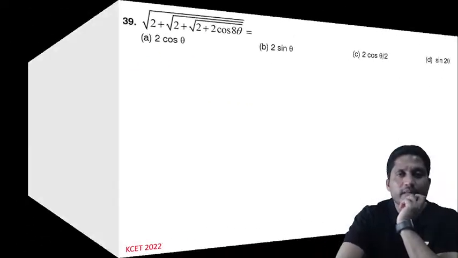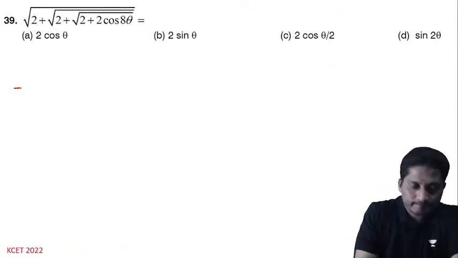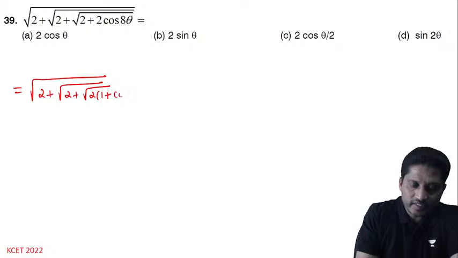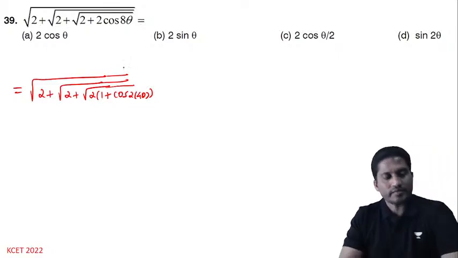Question number 39. Root of 2 plus root of 2 plus root of 2, take common, you get 1 plus cos 8 theta. This is cos of 2 into 4 theta. This is actually an NCERT exemplar question which was asked in 2023.